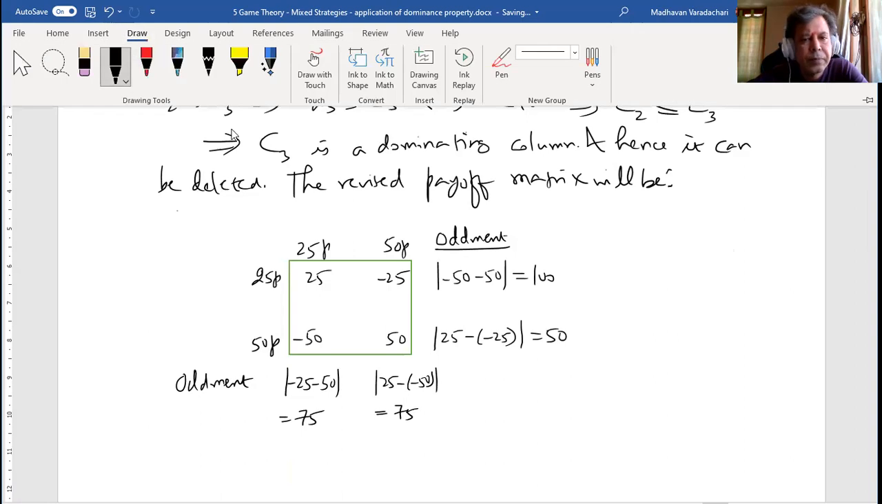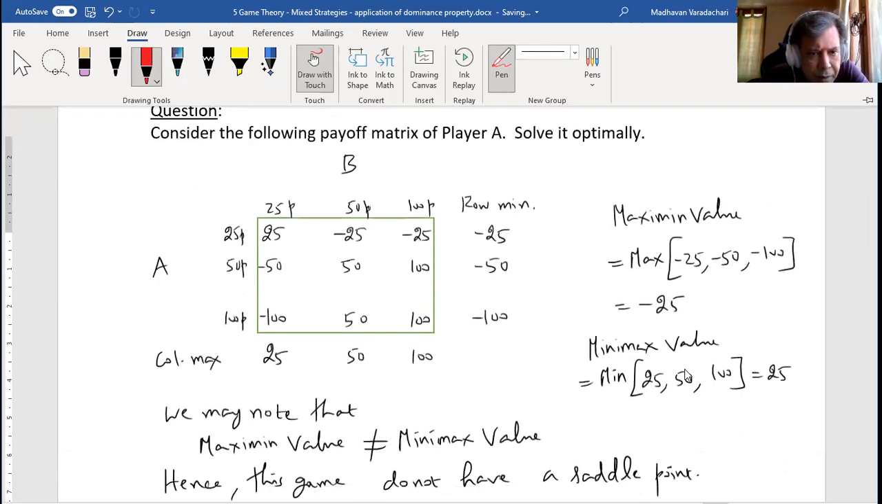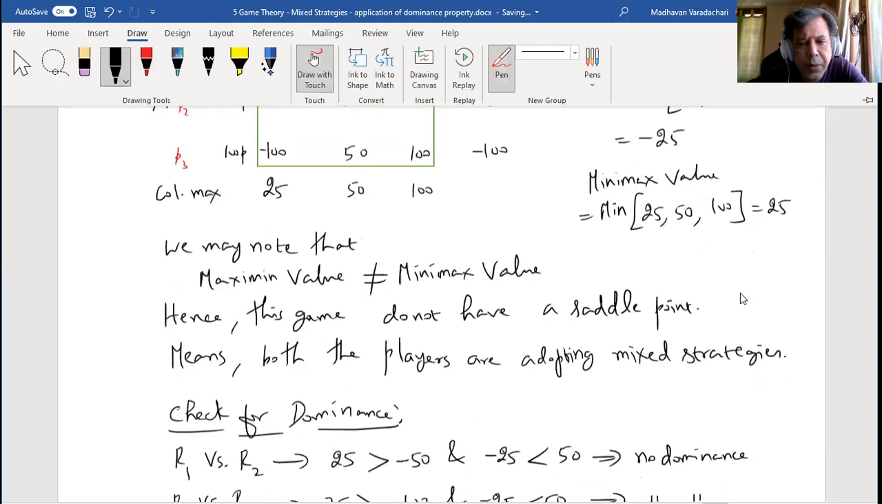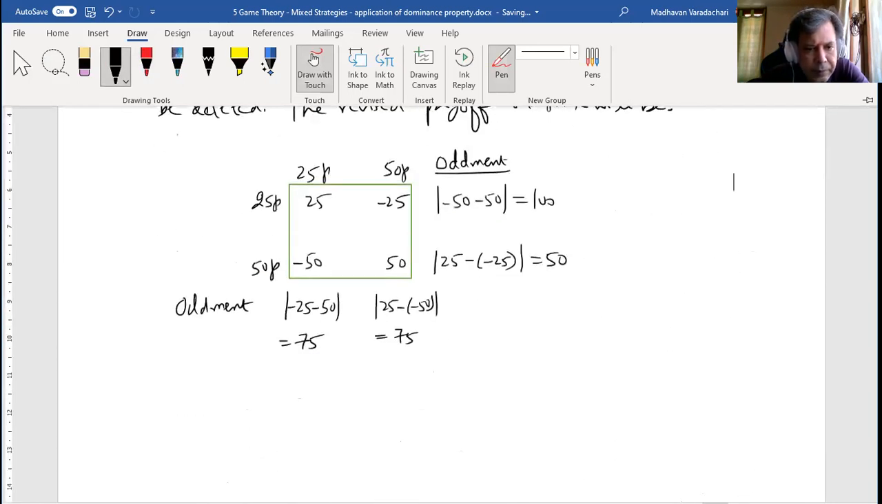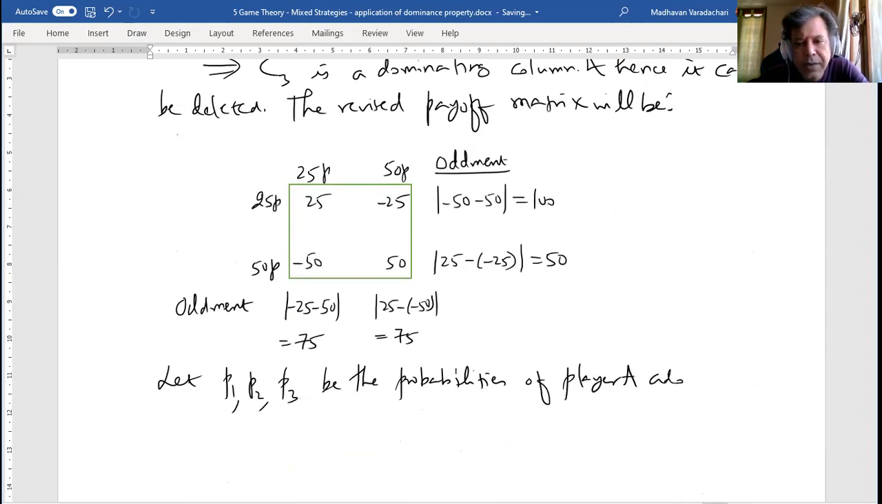Now, let us keep the probabilities. Let me define here P1, P2, P3, Q1, Q2, Q3. So first let us define what all this P1, P2, etc. Let P1, P2, P3 be the probabilities of player A adopting his strategies ₹0.25, ₹0.50, ₹1.00 respectively.